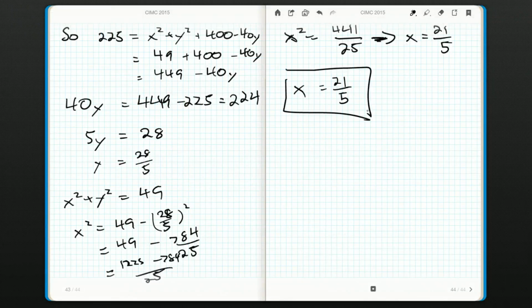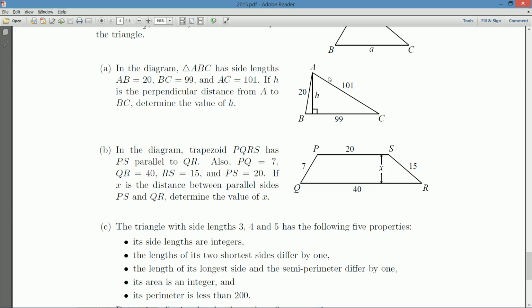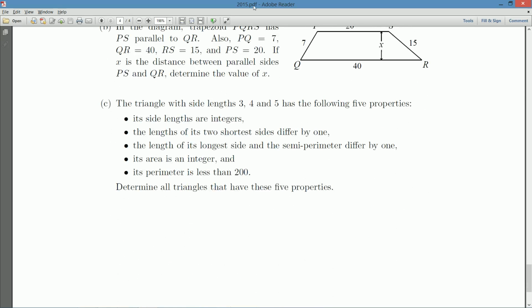Alright. And now part C. The last part, this should be a challenging sort of theory-ish question. Let's see what we've got. The triangle with side lengths 3, 4, and 5 has the following properties. It's a good right angle triangle. Its side lengths are integers. The lengths of its two shortest sides differ by 1. The length of its longest side and the semi-perimeter differ by 1. The area is an integer, and the perimeter is less than 200. Determine all triangles that have these 5 properties. Oh, okay.